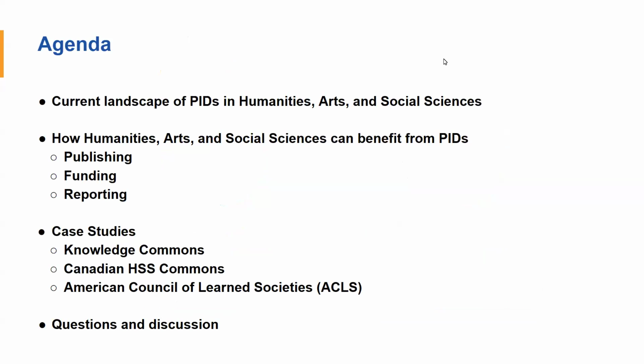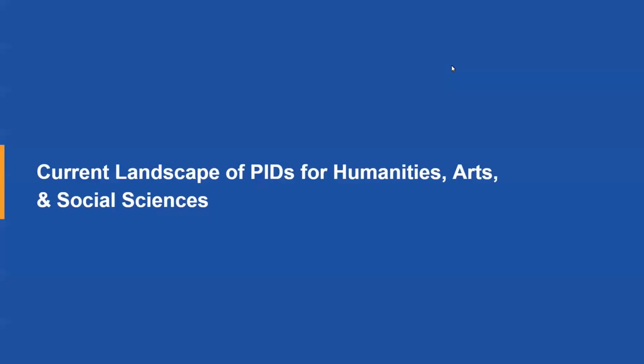So I'm going to go over our agenda for today. We're going to go over the current landscape of PIDs in humanities, arts, and social sciences. Then we'll talk about some benefits in those disciplines by using PIDs in publishing, funding, and reporting. And then we also have some case studies from our Knowledge Commons, the Canadian HSS Commons, and the American Council of Learned Societies. Our guest speakers will speak to you today as well. And then at the end, we'll have some time for questions and discussion. So I will hand things over to Ursula to talk about the current landscape.